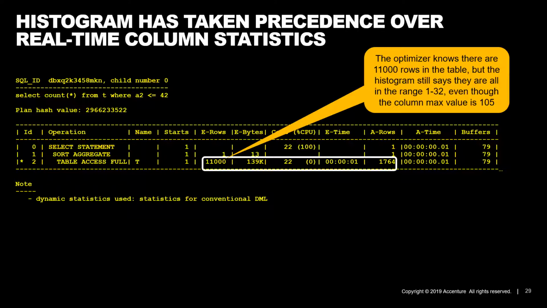The histogram tells it, through the frequency histogram buckets, that the ranges of values are 1 to 32, even though the column min-max values in the real-time statistics say that the maximum value is 105. The histogram is taking precedence over the column statistics, and tells the optimizer that all of the buckets are going to be returned and the number of values in the frequency histogram, which is 1,000, is scaled up to the number of rows at the table statistics, which is 11,000. 100% of the bucket, 11,000 rows, get returned as an estimate. Wrong.